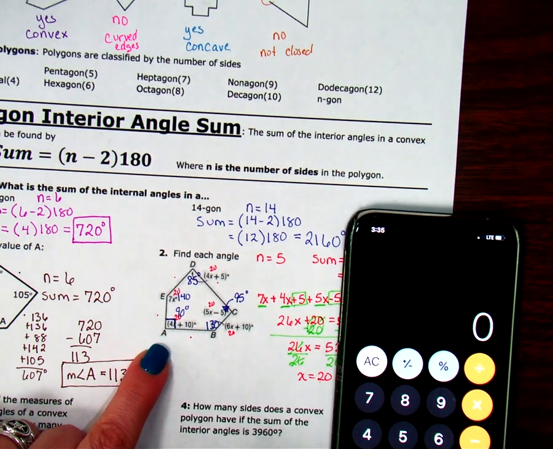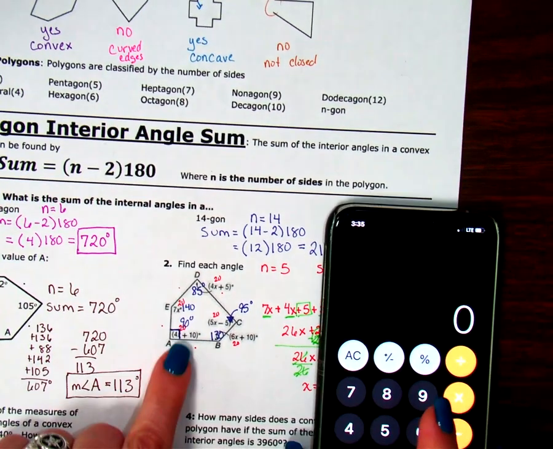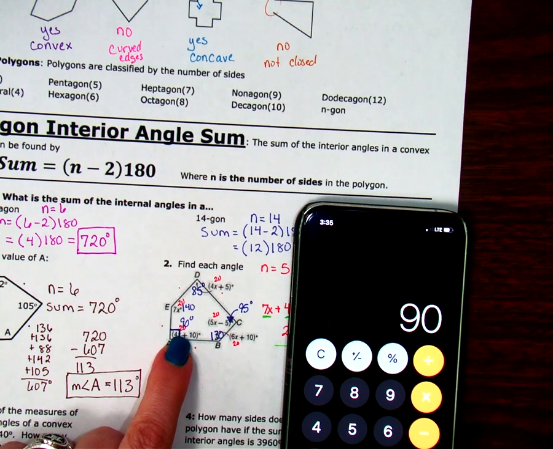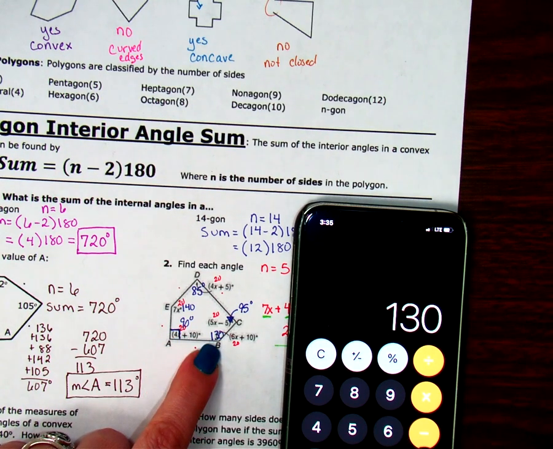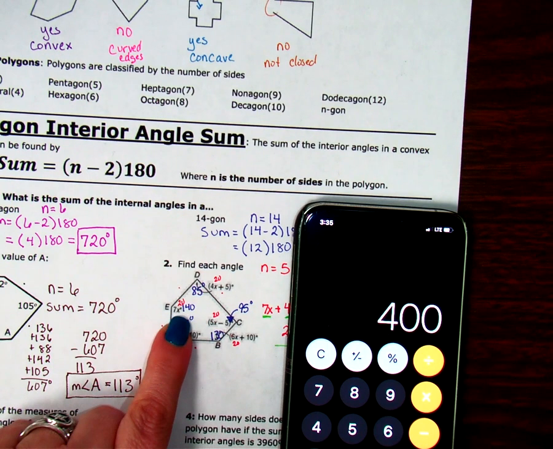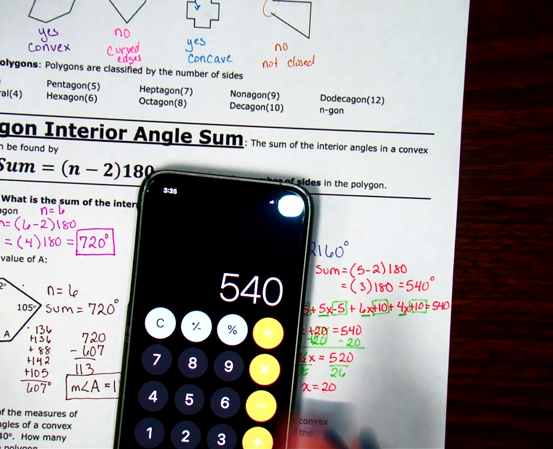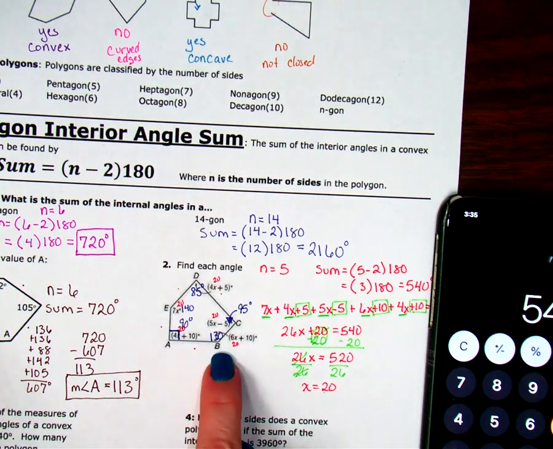And then if I want to check it, I know all my angles should add up to 540 degrees. So let's add them all together. 90 plus 130 plus 95 plus 85 plus 140 gives me my 540 degrees. So we can feel confident that we do have all the correct angle measures.